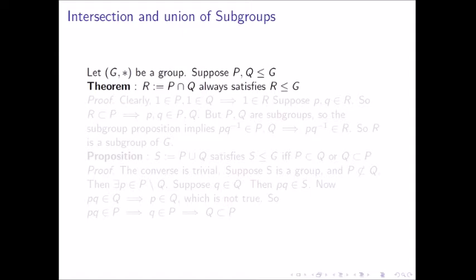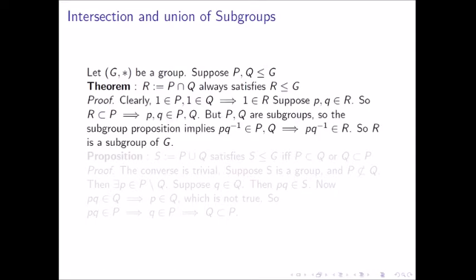So now let's look into intersections and unions of subgroups. Let G be a group and suppose P and Q are subgroups of G. Then we define R as the intersection of P and Q. Our claim is that R is a subgroup of G. Clearly 1 is an element of P and 1 is an element of Q, so 1 is an element of R, as 1 is both in P and Q and R is the intersection of P and Q.